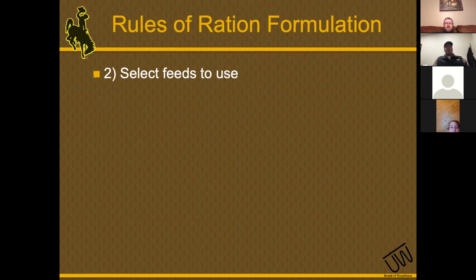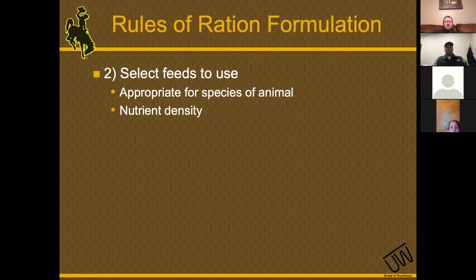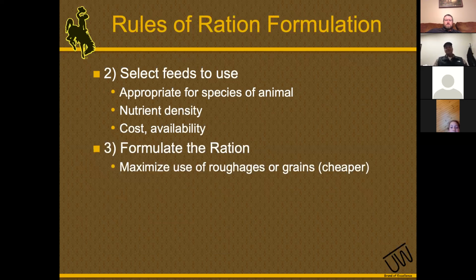So we select the feeds we want to use. Obviously it's species dependent, and depends on how fast we want it to grow. We can pick different feeds that have high energy or just moderate energy. A lot of times we need to be worried about cost. If we're doing it in a production setting, we always want to do what we call a least cost ration so that we can maximize profit. If we're more into performance and show, maybe we're not quite as worried about the cost of the ration because we're more worried about the end product.